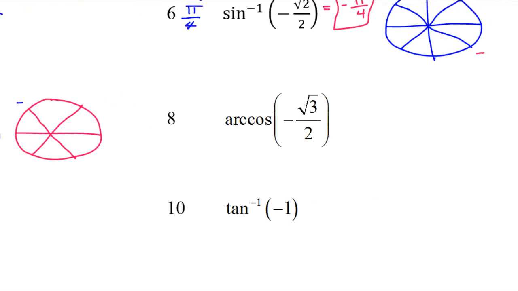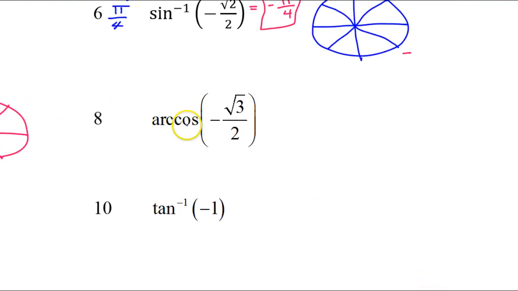Okay, look at number 8. Arc cosine of negative radical 3 over 2. This is just an angle. It's the angle whose cosine is negative radical 3 over 2. Forget the negative sign for a second. The cosine of what angle is radical 3 over 2? I'm hoping that you've memorized that that is pi over 6. That's not the final answer. That is just the reference angle. So that helps me know what to draw, though.